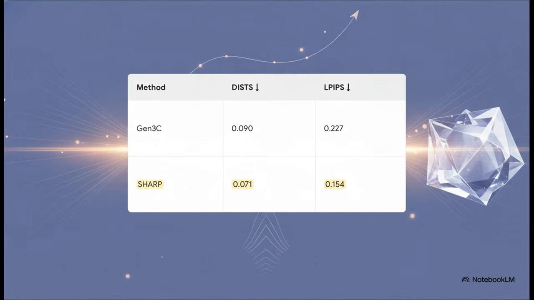Okay, but speed doesn't mean anything if the pictures look terrible. And this is where it gets really, really impressive. These are two common ways to measure how realistic an image looks, and for both of them, a lower score is better. And as you can see, Sharp doesn't just keep up with the slower model, it actually beats it. So this is the big takeaway. There's no trade-off anymore. Sharp is faster, and the result is measurably better.